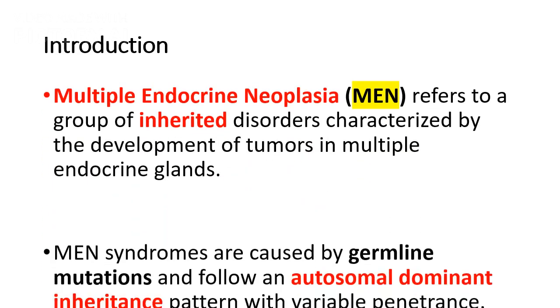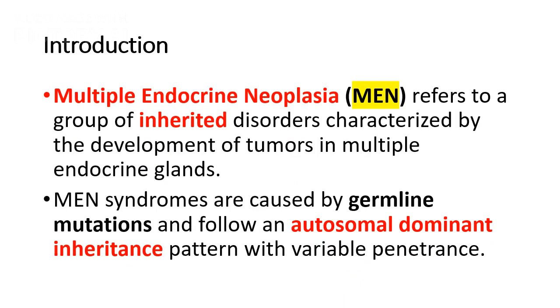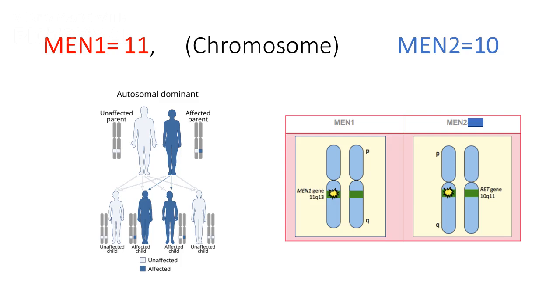Multiple endocrine neoplasia, MEN, refers to a group of inherited disorders characterized by the development of tumors in multiple endocrine glands. These syndromes are caused by germline mutations and follow an autosomal dominant inheritance pattern with variable penetrance. MEN1 is associated with chromosome 11, while MEN2 is linked to chromosome 10. This genetic distinction is crucial for understanding the different types of MEN syndromes.